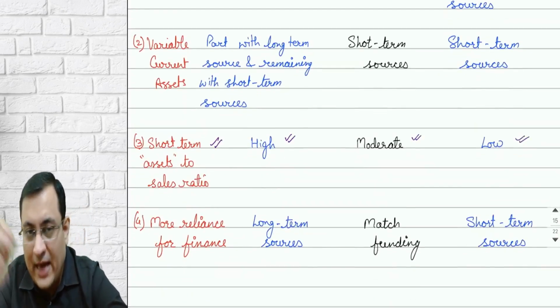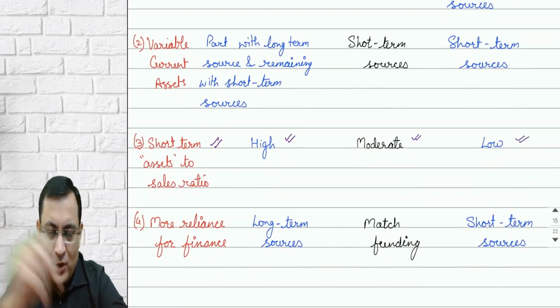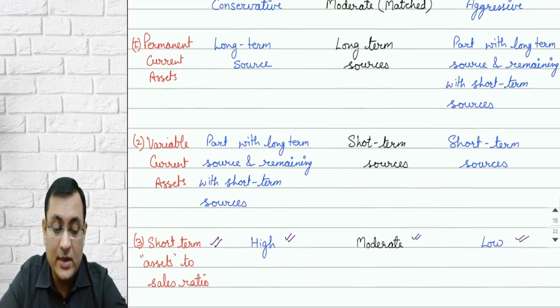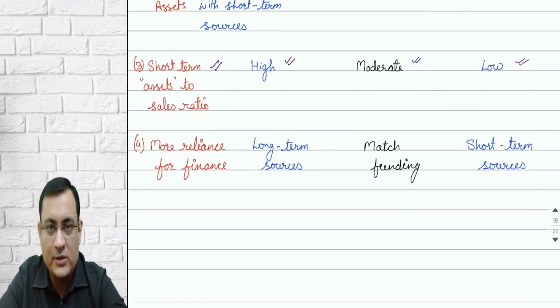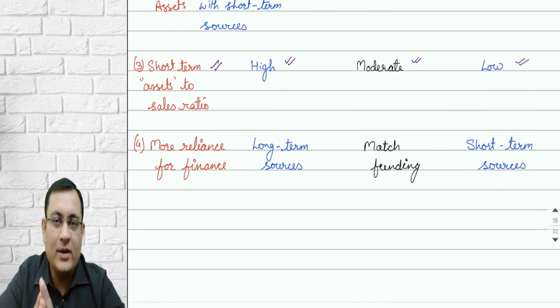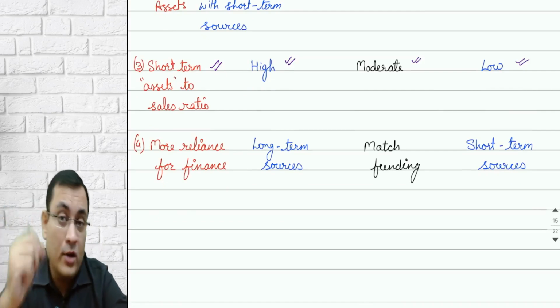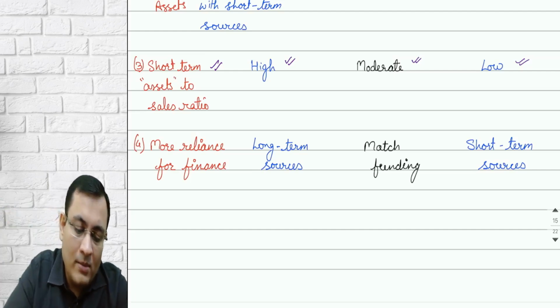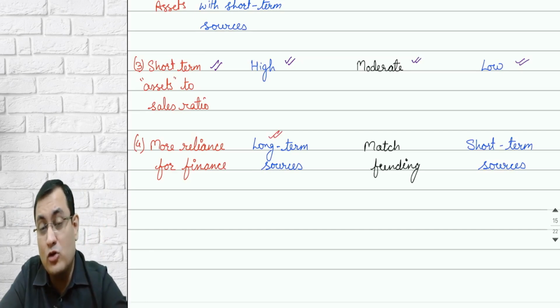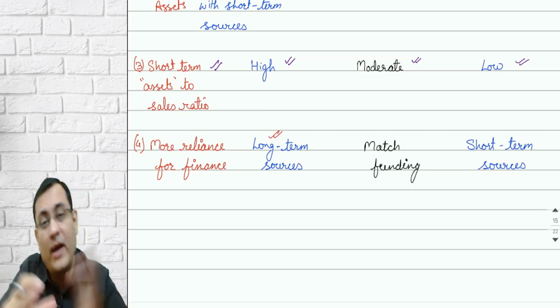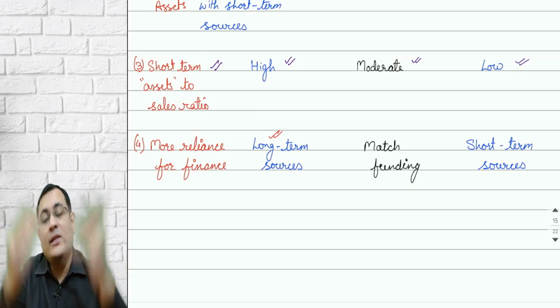Which type of financing will these policies be using? First, the conservative working capital policy. Again, they are very afraid of short-term crisis, so they will always rely more on long-term sources. Whereas aggressive wants to increase. Aggressive means they are okay with the risk to maximize profitability.